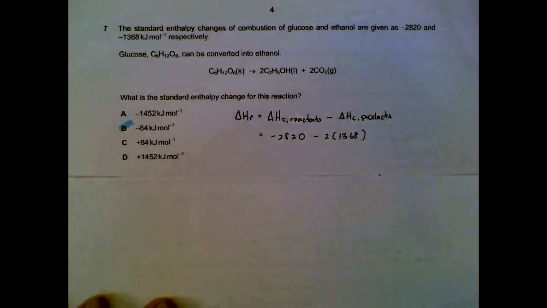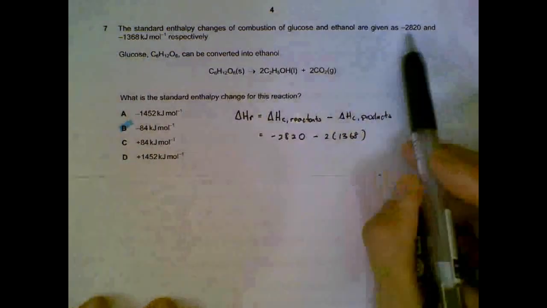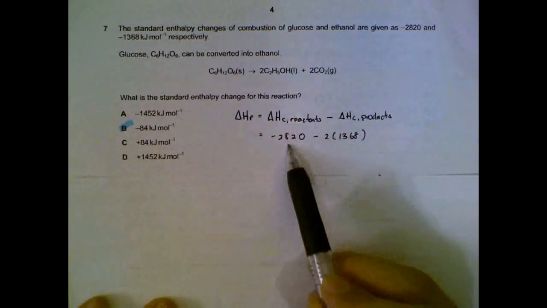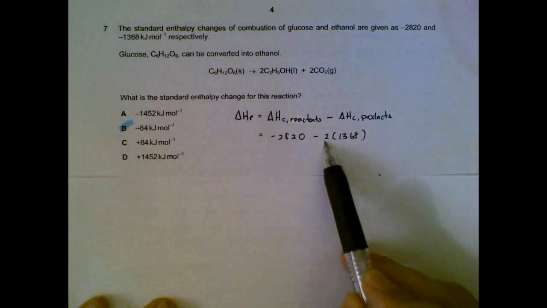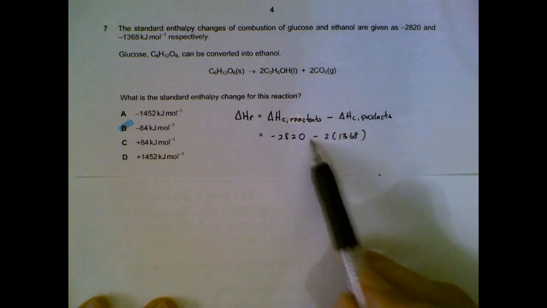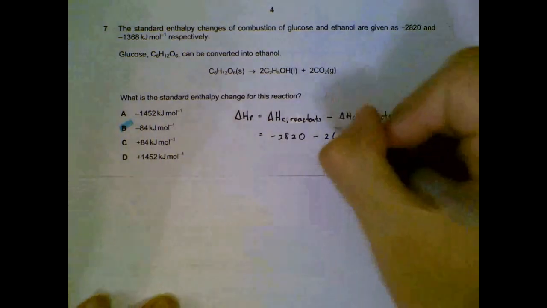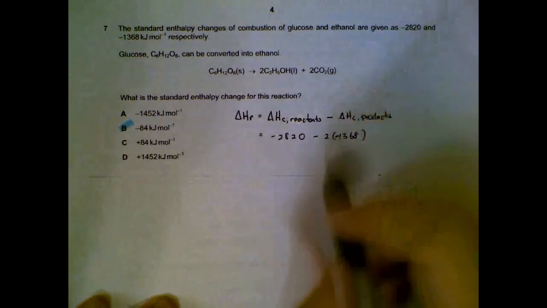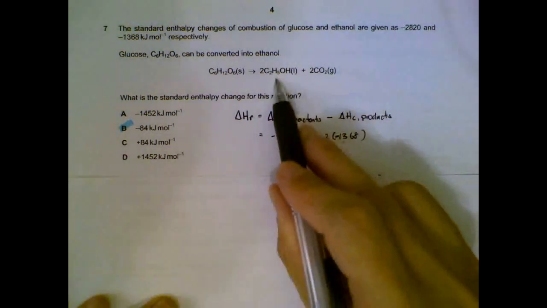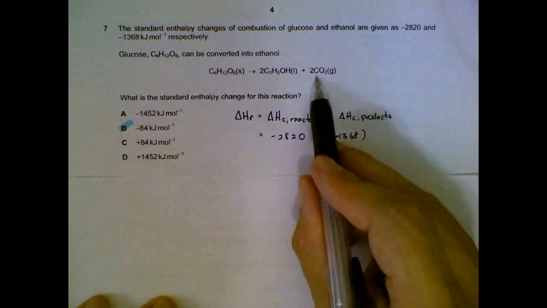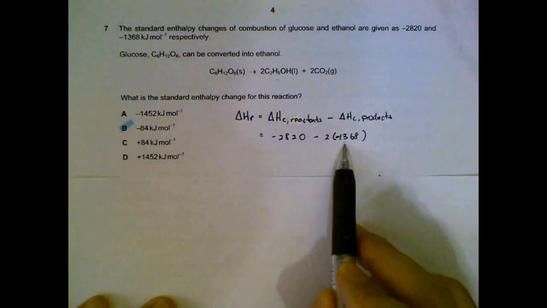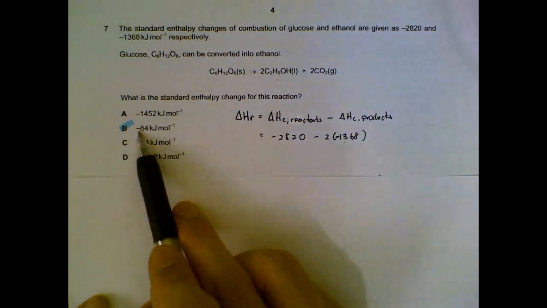So for the reactants, it is given as negative 2820. For the products, we have 2 moles of ethanol, so we have to multiply by 2 and we subtract it. Oh, I missed out the negative sign here. Right, minus 2 times the heat of combustion of ethanol. There's no heat of combustion for carbon dioxide. Right, it's already fully oxidized, so we do not need the value for carbon dioxide. So once you have this equation, you will get negative 84 for your heat of reaction.